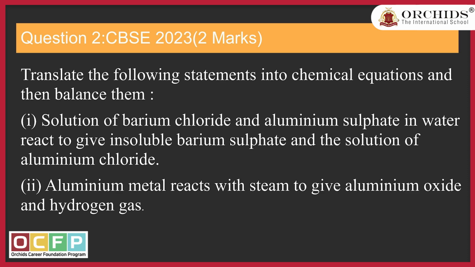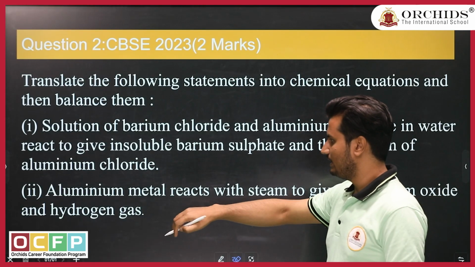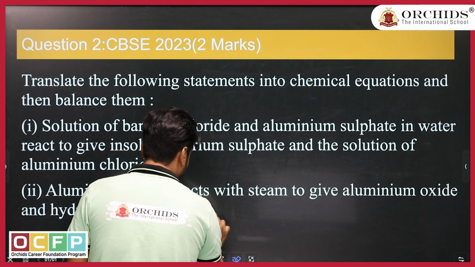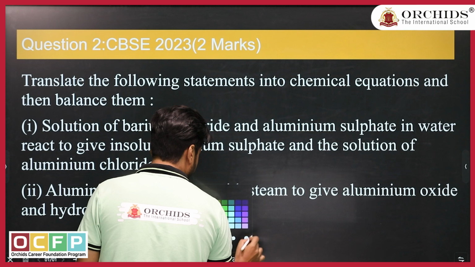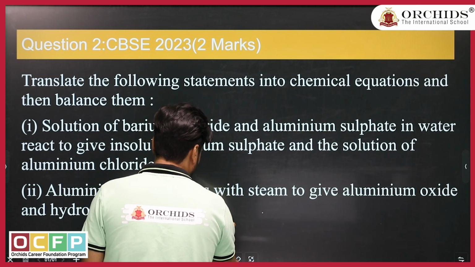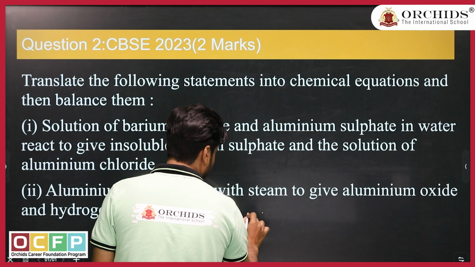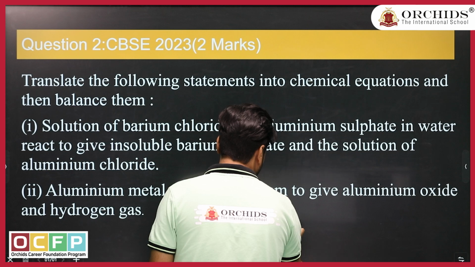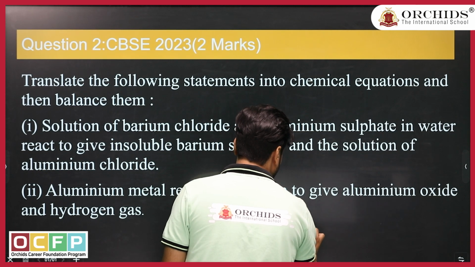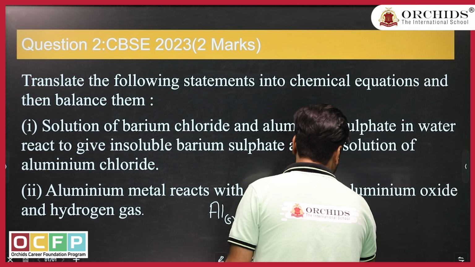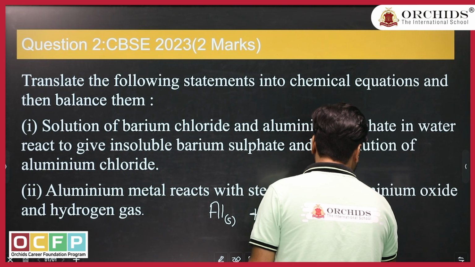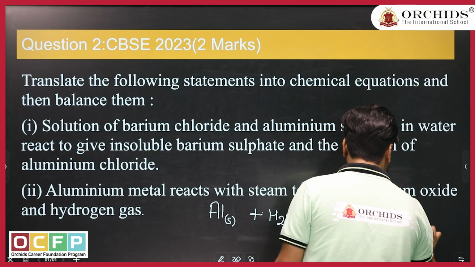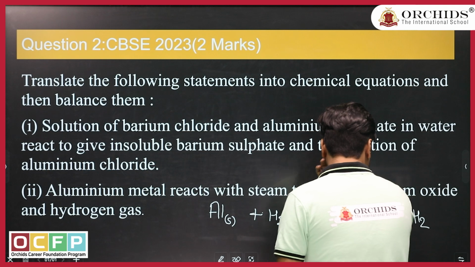Aluminium metal reacts with steam to give aluminium oxide and hydrogen gas. So we'll try to write the equation. Aluminum solid reacts with water, that is steam, in the gas state, to give Al2O3 plus hydrogen gas is released.